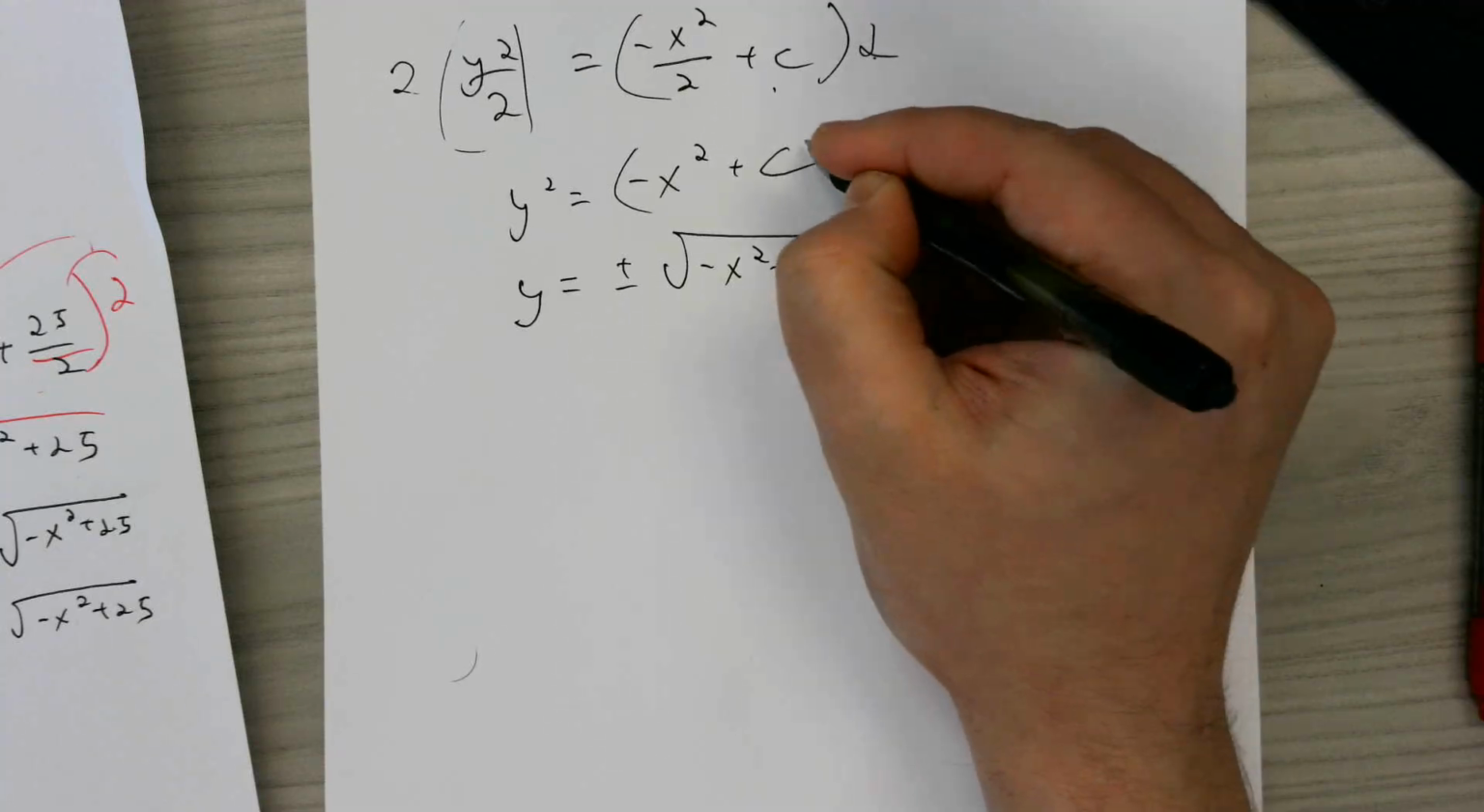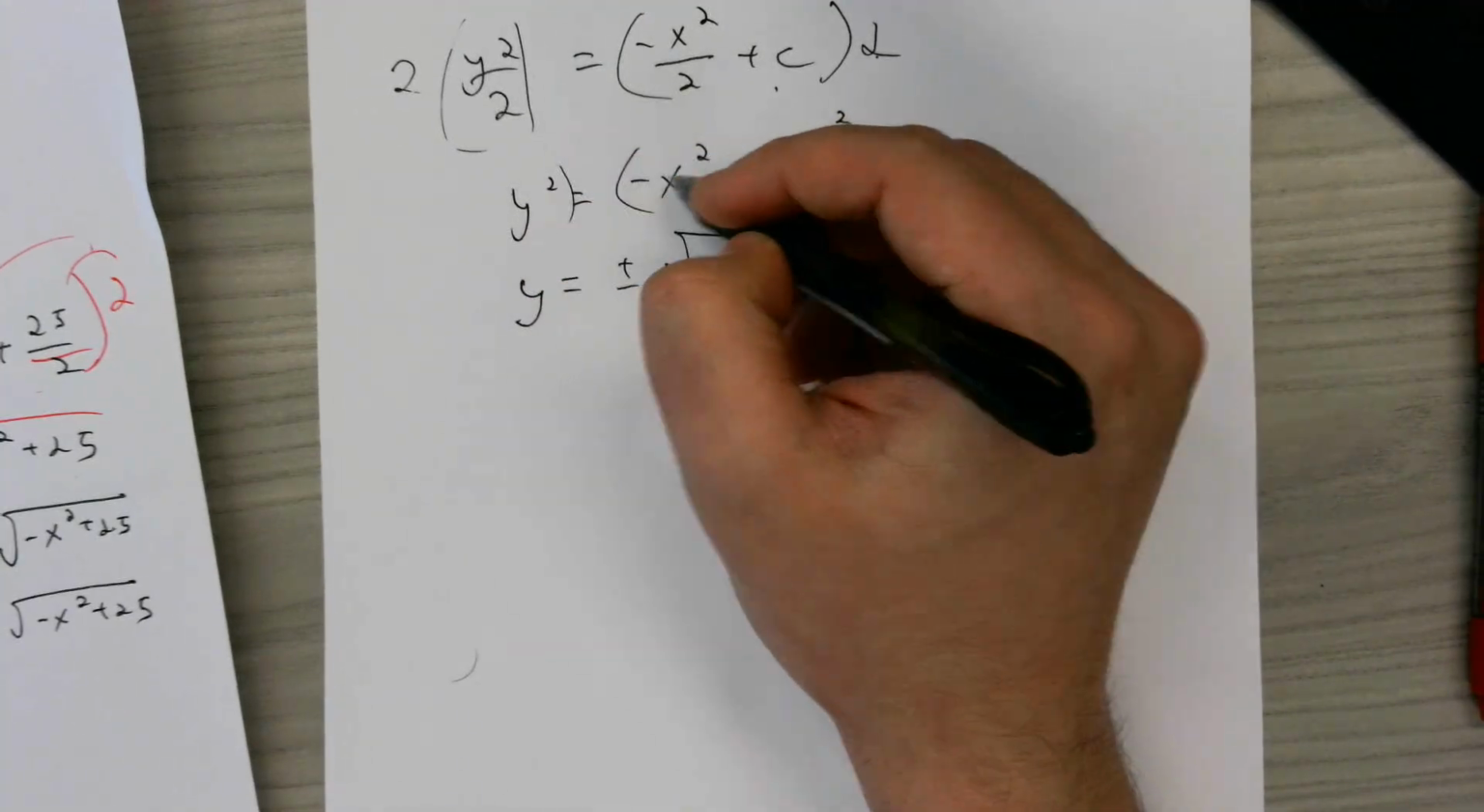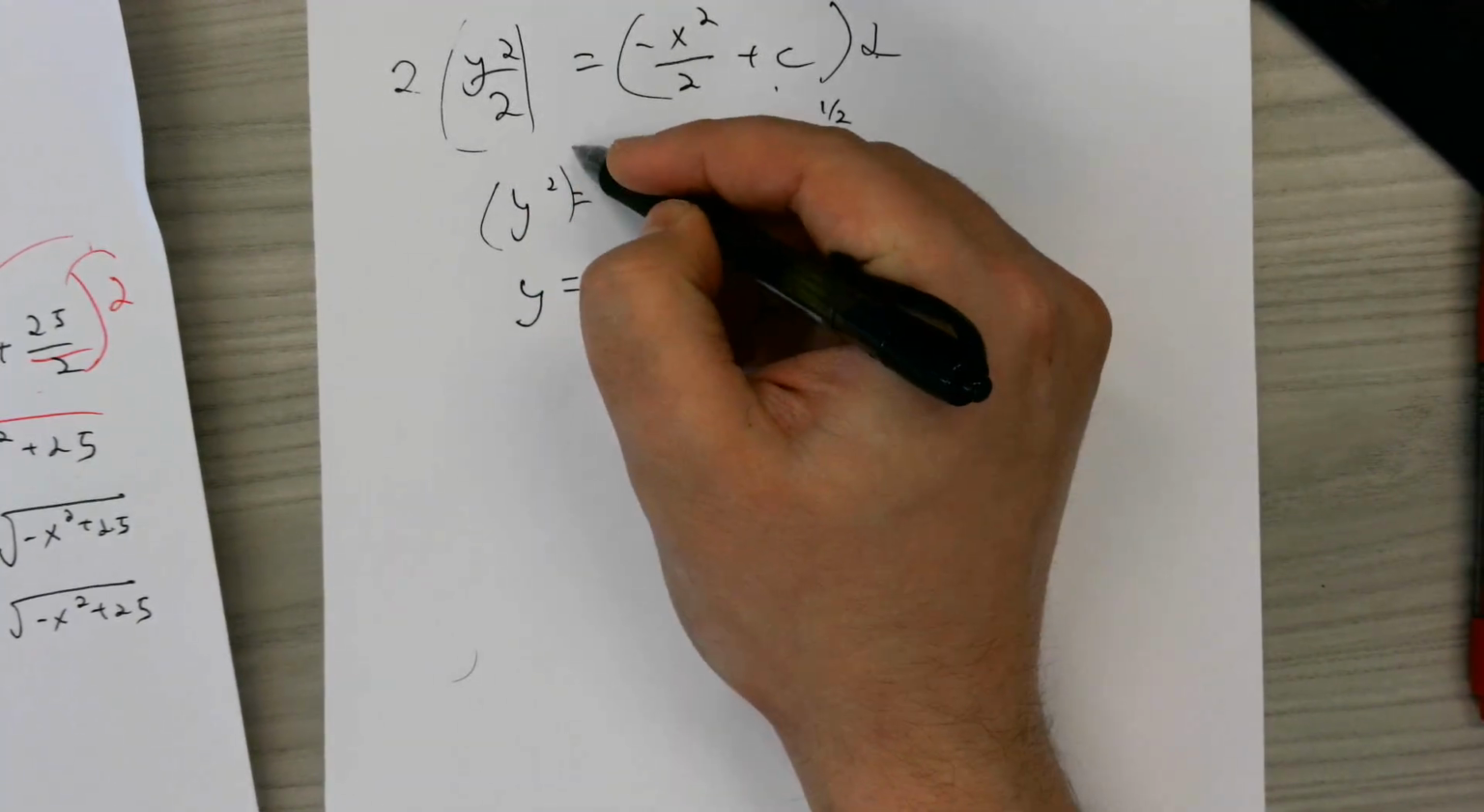This c is on the inside of the square rooting, the 1/2 power.